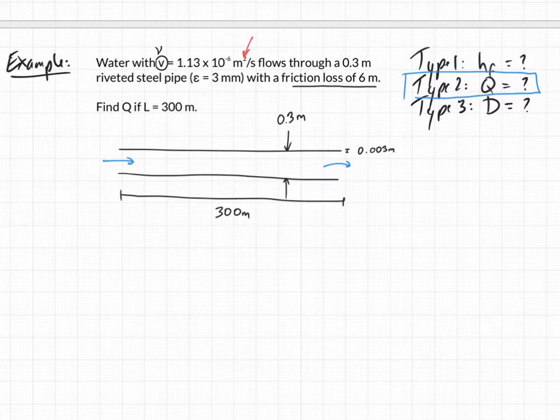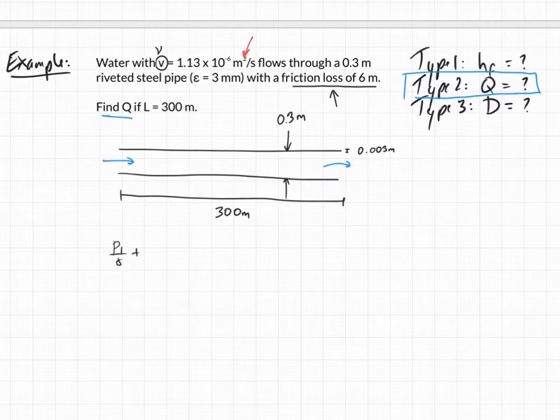Because we're looking for Q. It straightforwardly says find Q. But this one is a little bit interesting, because it tells us something about a friction loss. So our first guess here, and it's not even a bad guess, is to say, okay, well, let's use the energy equation.